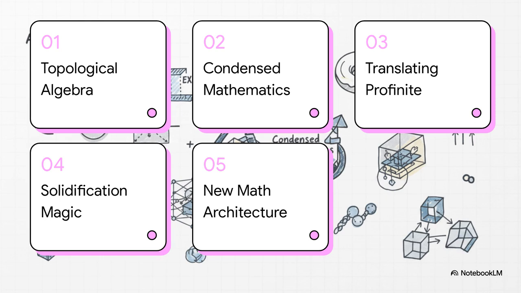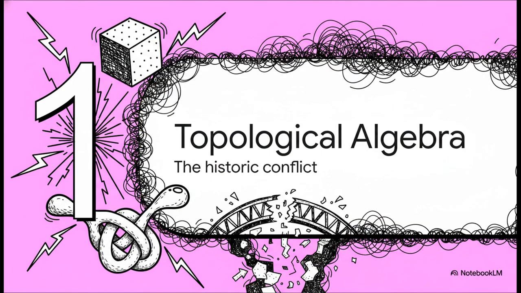First, the topological algebra problem. Second, enter condensed mathematics. Third, translating through profinite sets. Fourth, the magic of solidification. And finally, a new mathematical architecture. Let's start with Section 1, the topological algebra problem.